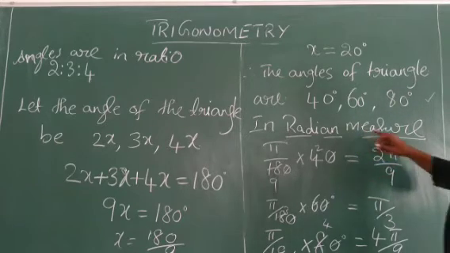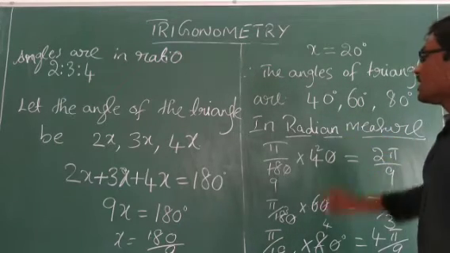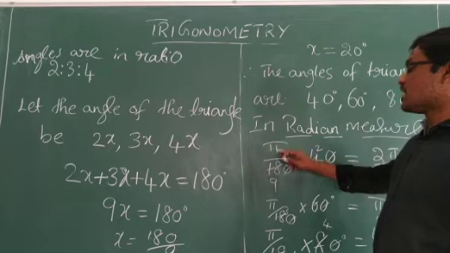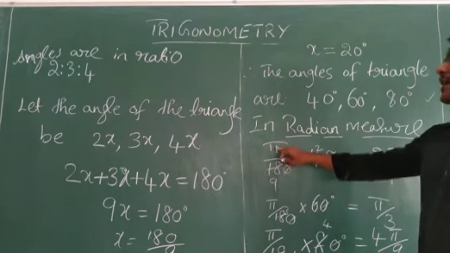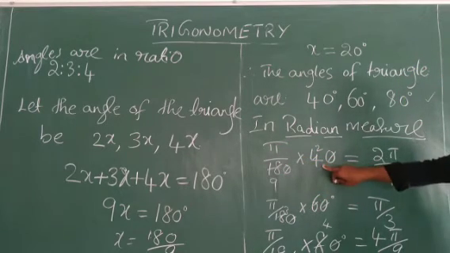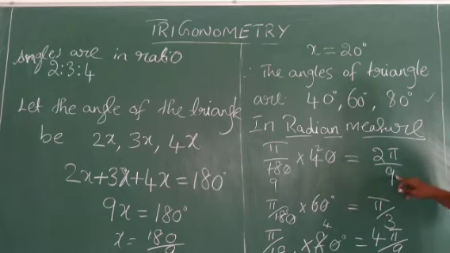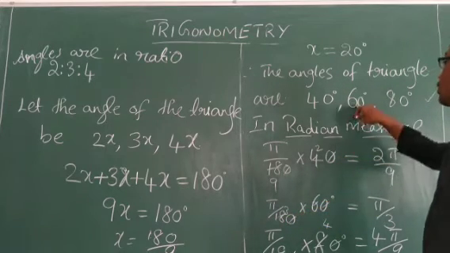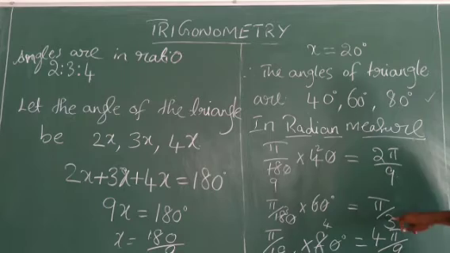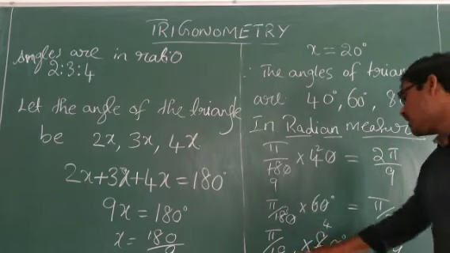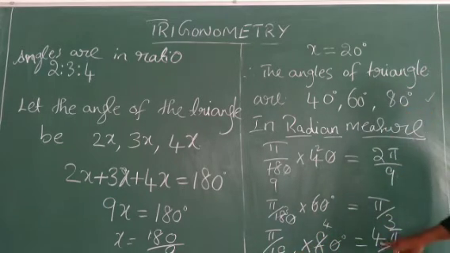Now if you want in radian measure, we need to multiply with pi by 180. Pi by 180 into the degree measure, we get 2 pi by 9. Pi by 180 into 60 degrees, that is pi by 3. Pi by 180 into 80 degrees, that is equal to 4 pi by 9.